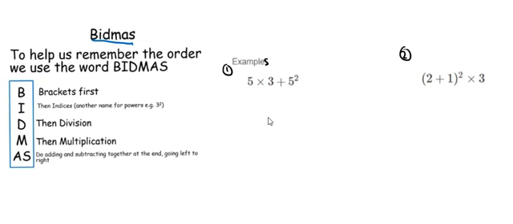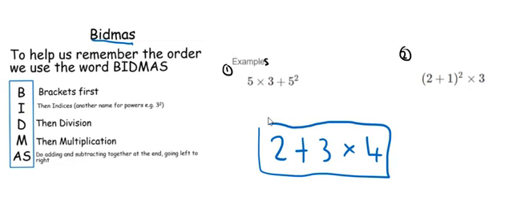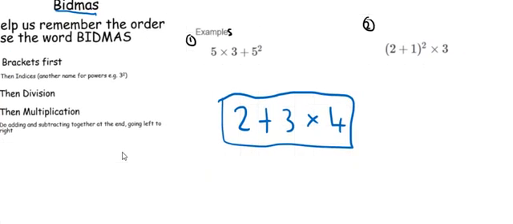So if we look, for example, at 2 plus 3 multiplied by 4. If you look at this for a second, you'll see that there are two operations happening in this. What I mean by operations is the add and the multiply. So there's an addition and there's a multiplication happening here. So which one do you do first?